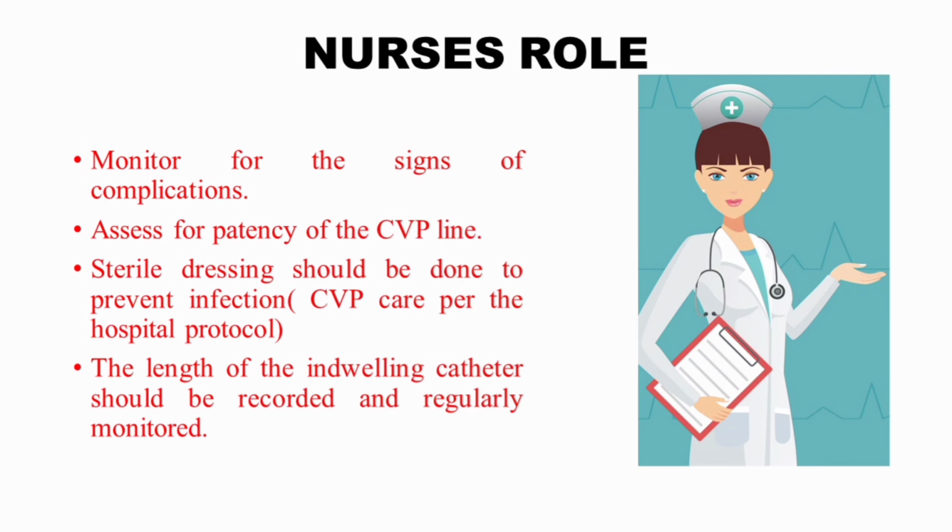Coming to the nurse's role: monitor for signs of complications, assess for patency of the CVP line, and sterile dressing should be done to prevent infections. Central venous pressure care per the hospital protocol. Length of the indwelling catheter should be recorded and regularly monitored.